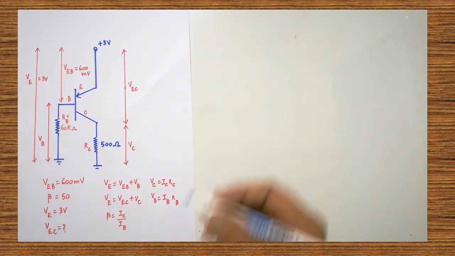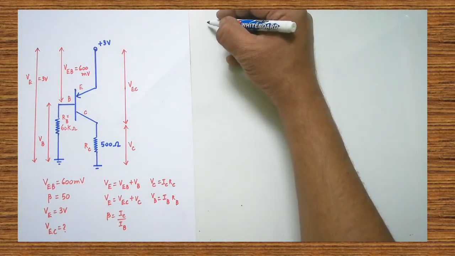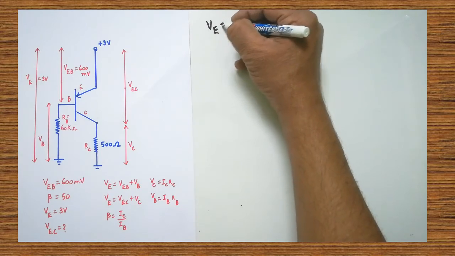Are you clear? First I will write the very easy formulas. Okay. VE, what is this? VE is.